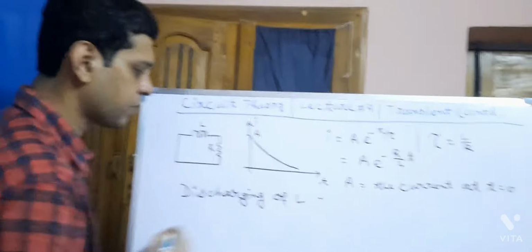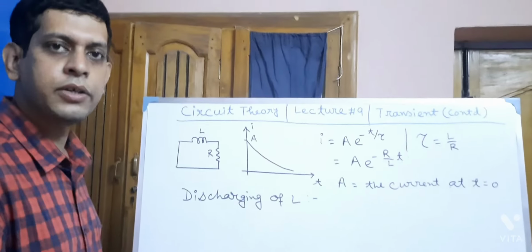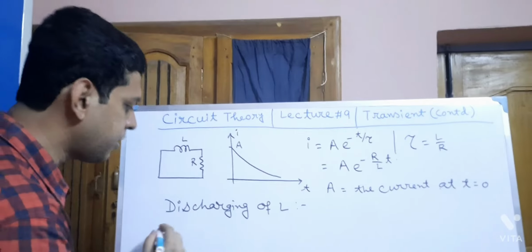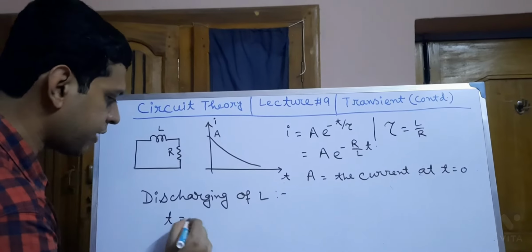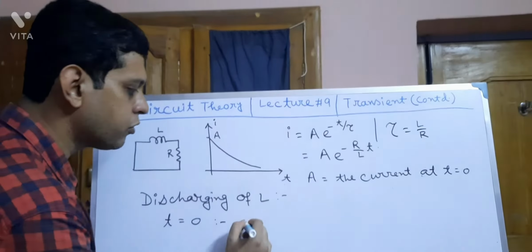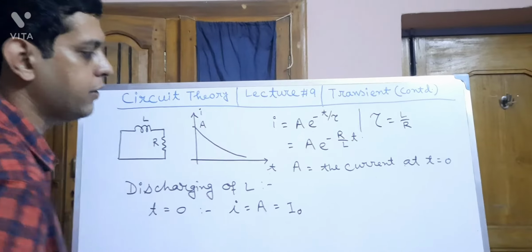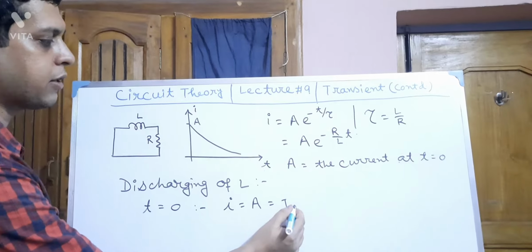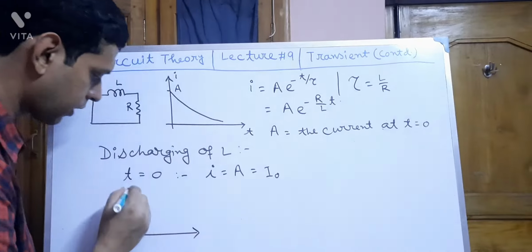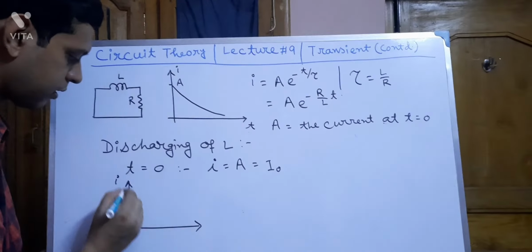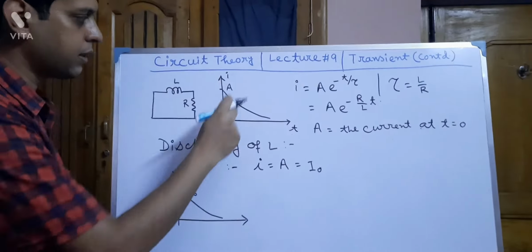Discharging of L means there was an initial current in the inductor. The initial current is what? The initial current is the current at t equal to 0. At t equal to 0, I is A. Let us call it I equal to I0, and I0 stands for initial condition. So the current decays in the same manner. Here A is I0.